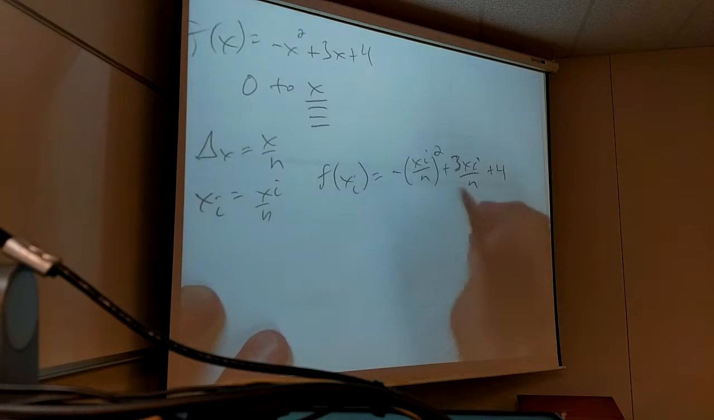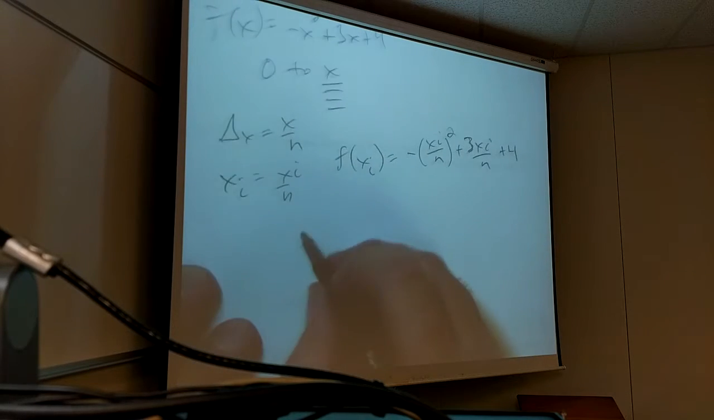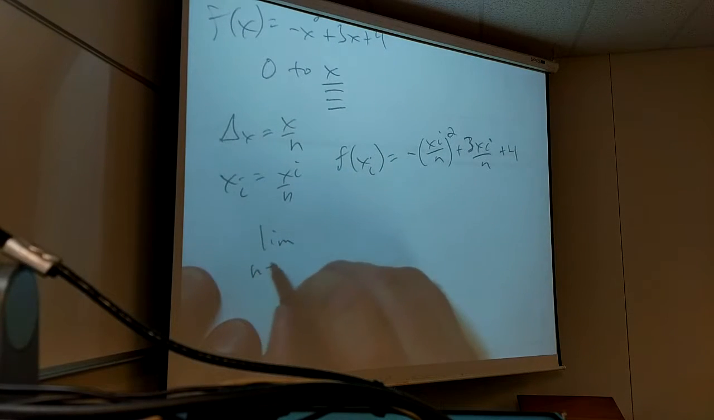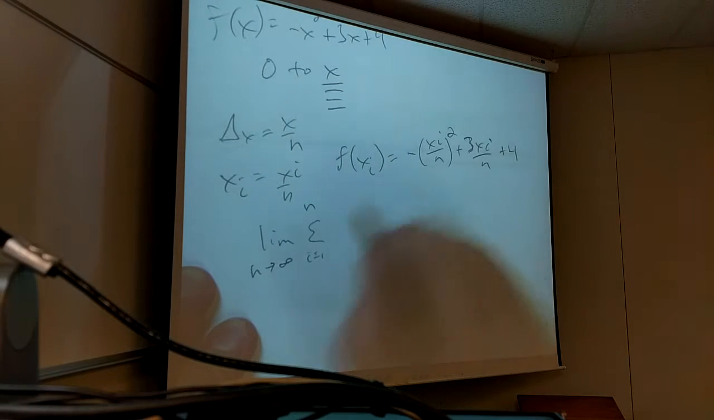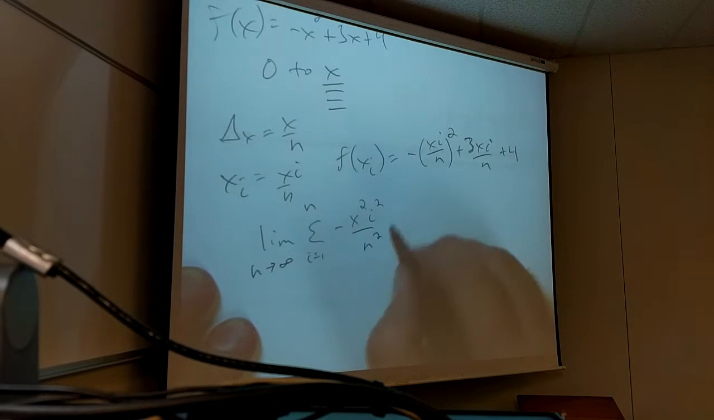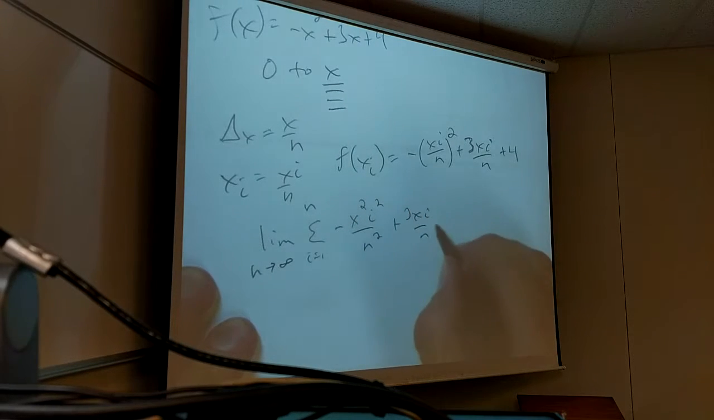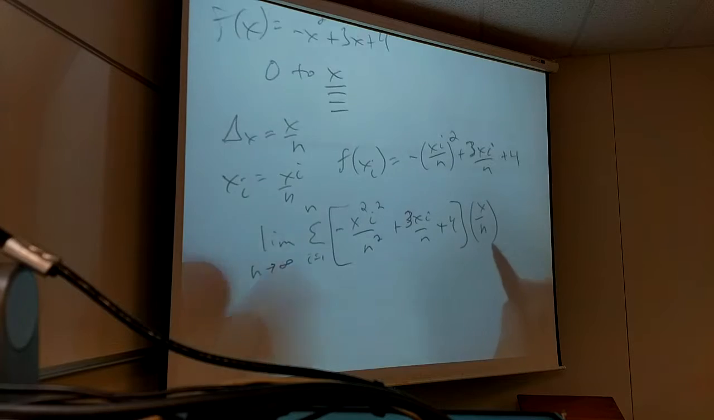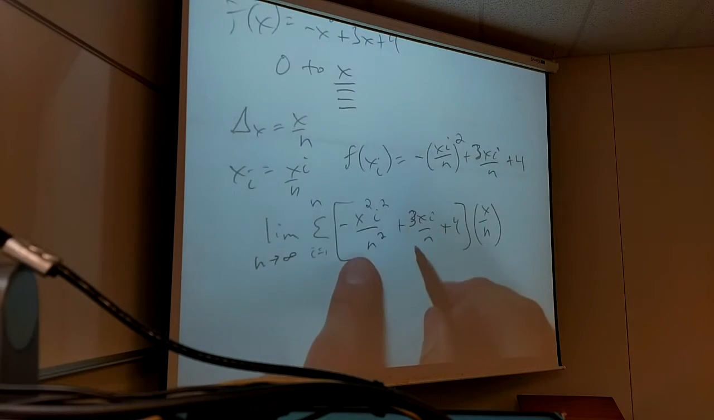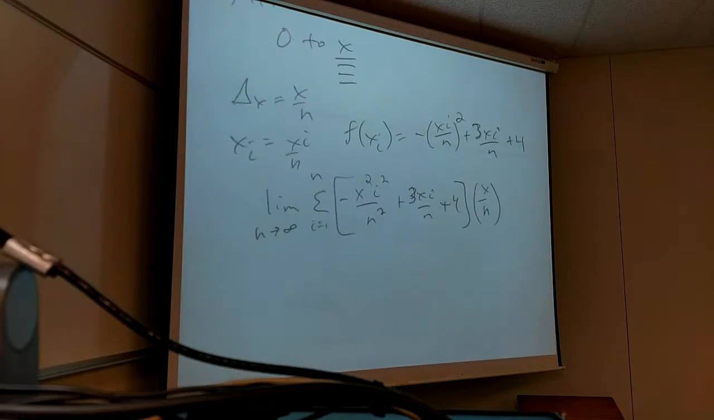All right. So now I want to evaluate the limit as n goes to infinity of the summation i equals 1 to n of this business. Let me go ahead and do this. All times x over n, the width. That's the width, right? That's delta x. That's f of x sub i. There's the other stuff. That's your form filled in.